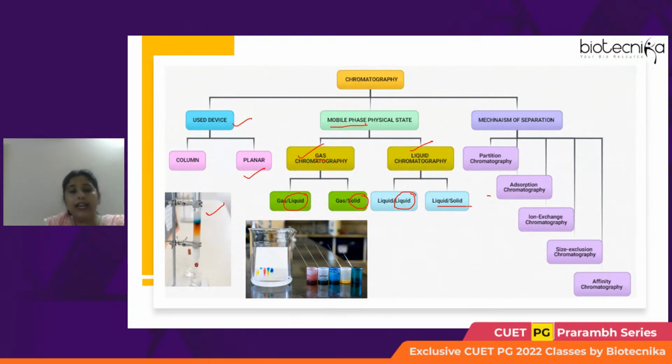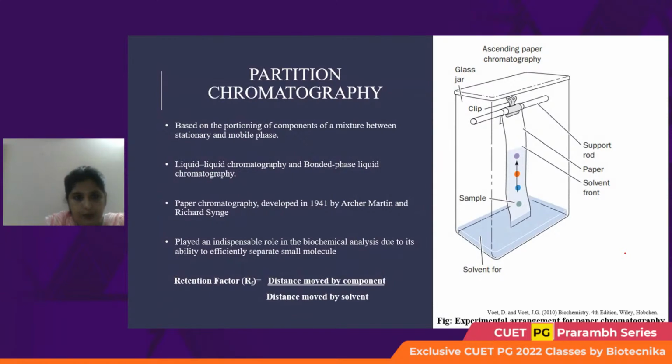Then we can further classify the chromatography technique on the basis of the mechanism of separation. So we have different chromatography techniques, as you can see here: partition chromatography, adsorption chromatography, ion exchange, size exclusion, and affinity chromatography. These are the different chromatography techniques that are all based on the mechanism of separation. So in this session, you will be studying some very important chromatography techniques. Let's first know about partition chromatography.